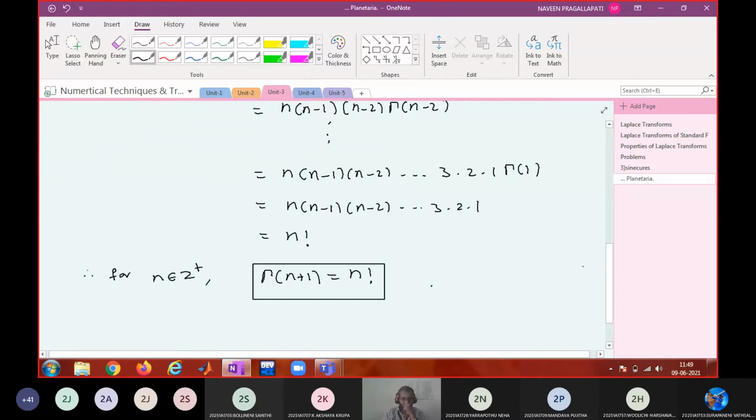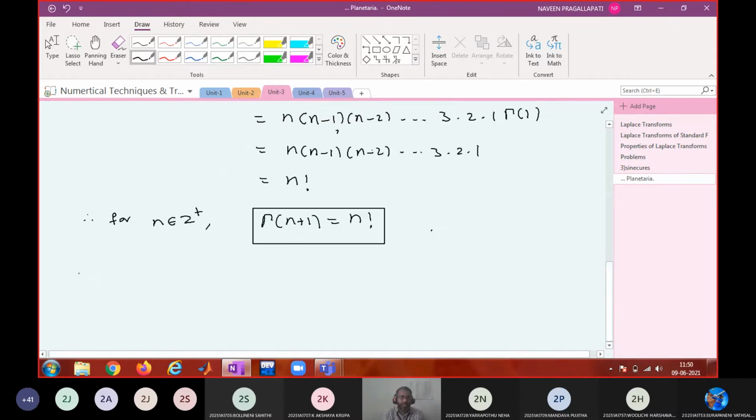Shall I continue? Yes, sir. Now, can you find out gamma of 1 by 2? I want to know what is gamma of 1 by 2. Apply the definition. What is the definition of gamma of 1 by 2?